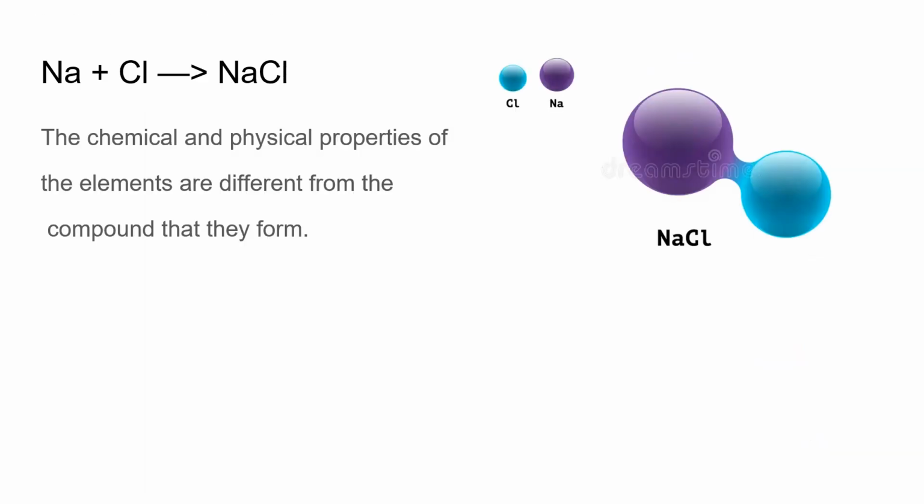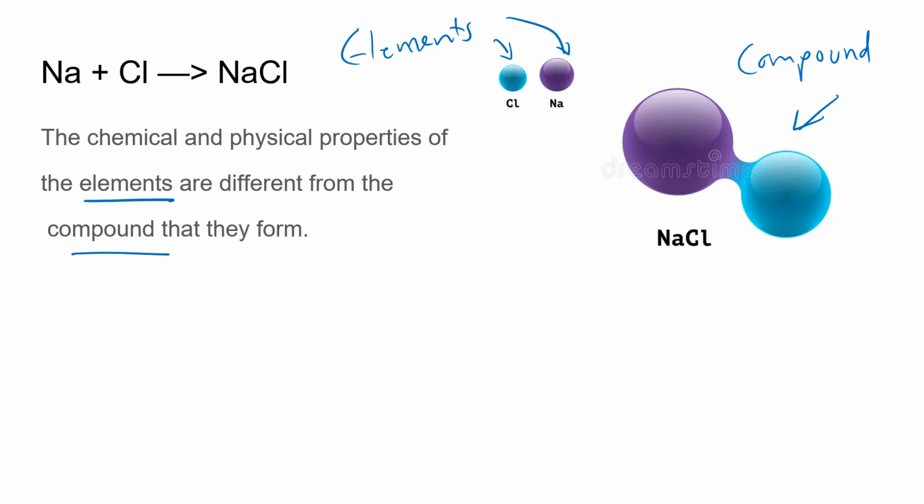What we have here is some elements. Right here we have chlorine and we have sodium. And over here we have a compound. This is a molecule of the compound known as sodium chloride. Now, the one fact that I want you to glean from this is that the chemical and physical properties of the elements are different from the compound that they form.